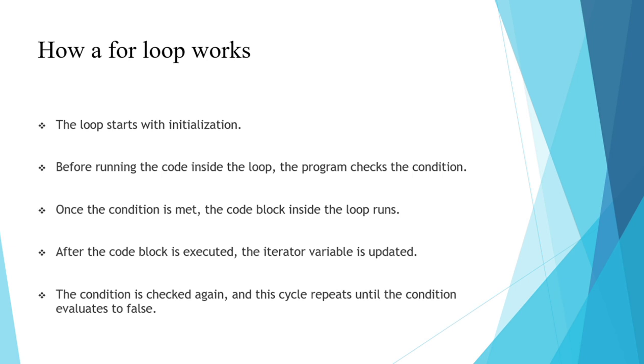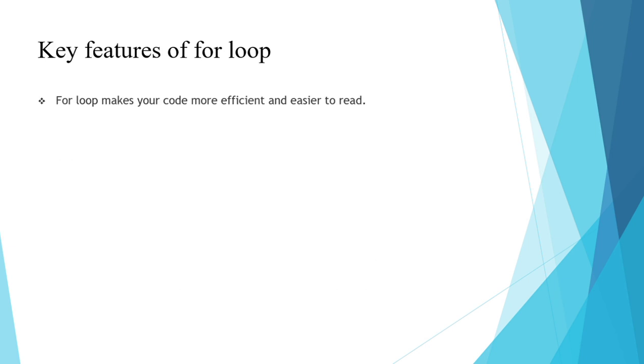Does that make sense so far? Great. Let's move on. So, why do we even need for loops? Well, they make your code more efficient and easier to read. Instead of writing 100 lines to do the same task repeatedly, you can achieve it in just a few lines. For loops are especially handy when you're working with collections of data, like arrays or lists. They allow you to go through each item one by one and perform actions on them.